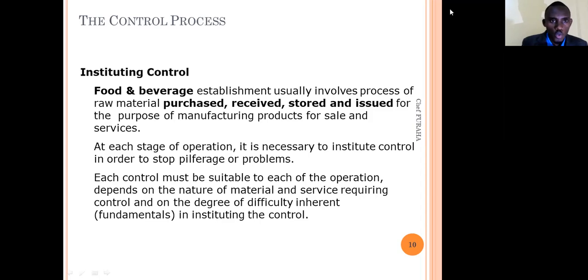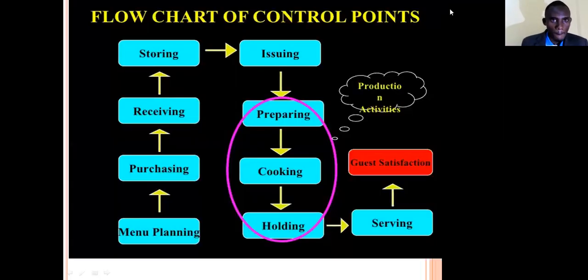So control is not just one thing, as we said. It must be instituted, it must be established, it must be built up. These are nine control points, but we can summarize them into seven by saying menu planning is the first control point. Purchasing is the second, receiving is the third, storing fourth, issuing fifth, production sixth, and serving seventh.